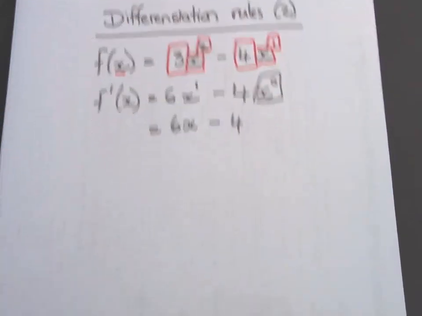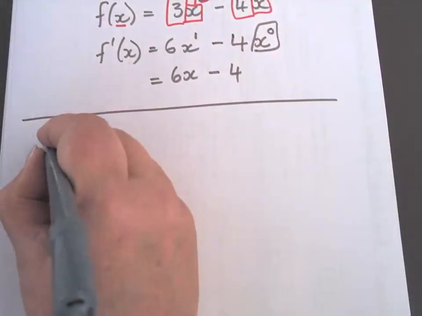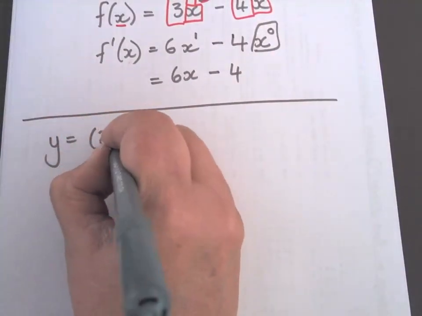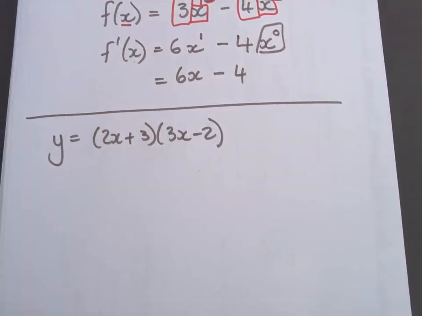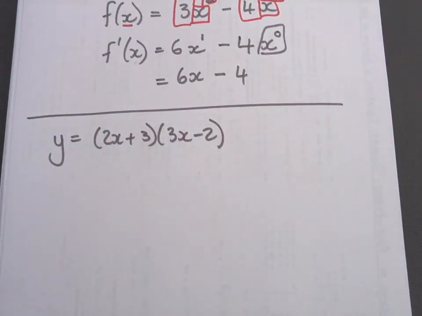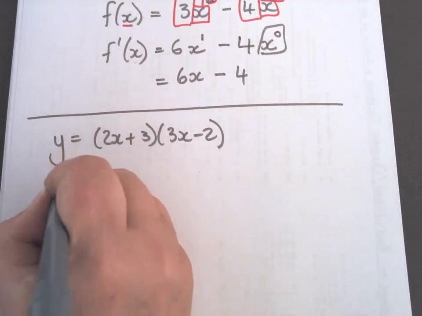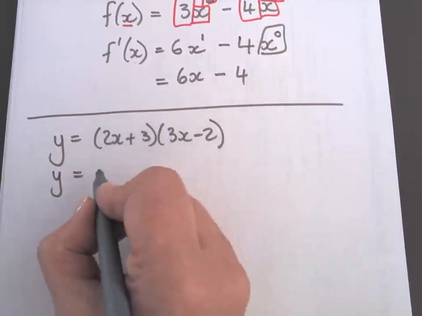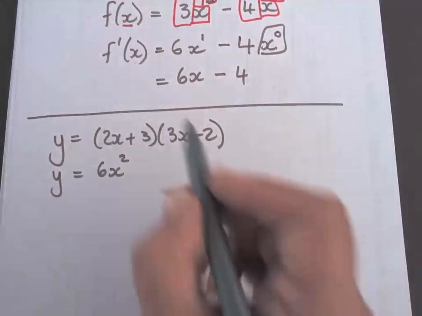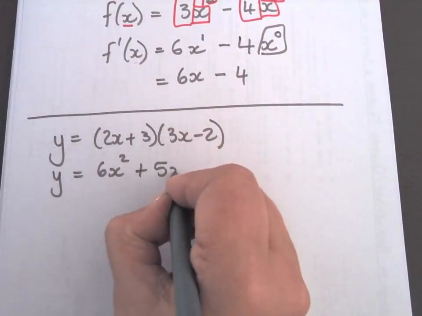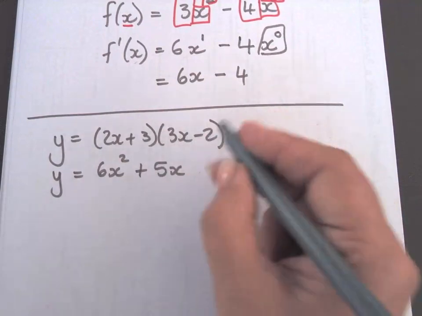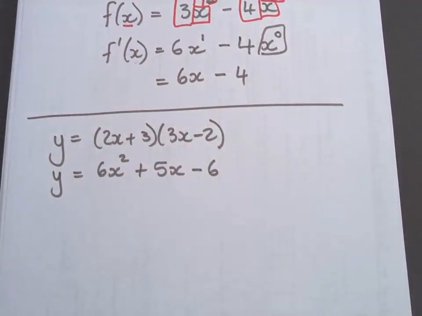Now what happens if I give you a function like y equals (2x plus 3)(3x minus 2)? When the function is still a product of sums, what happens then? You must first simplify it. Okay. So y equals, first times first, 6x squared. Then we get 9x minus 4x is plus 5x. Plus 3 times minus 2 is minus 6.